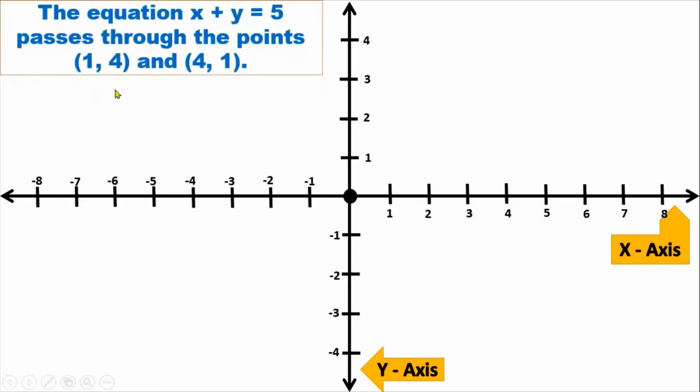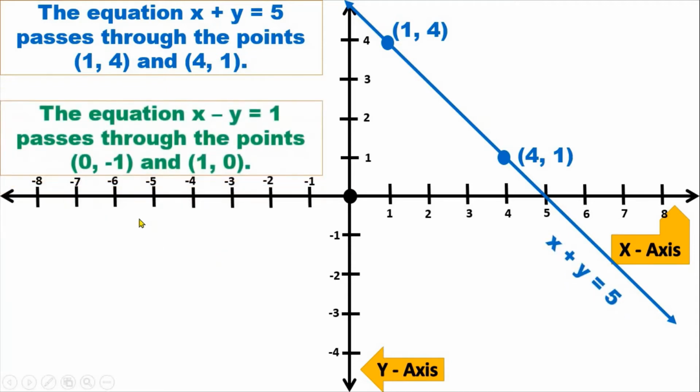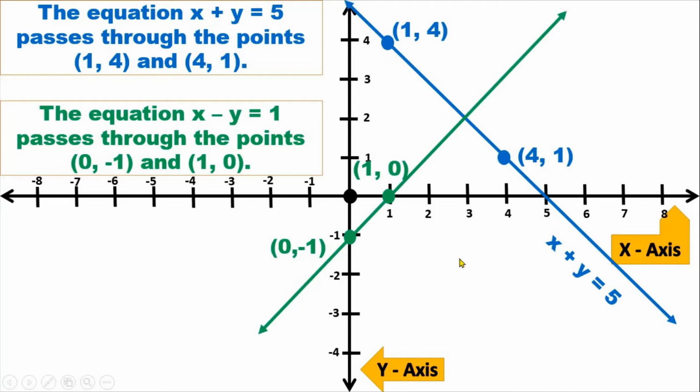The first equation passes through the points (1, 4) and (4, 1). Plotting those points, (1, 4), (4, 1). Now all we have to do is to connect these two points to create the graph of x plus y is equal to 5. The second equation passes through the points (0, -1) and (1, 0). Plotting those, (0, -1), (1, 0), connecting those two points will give us the graph of x minus y is equal to 1.